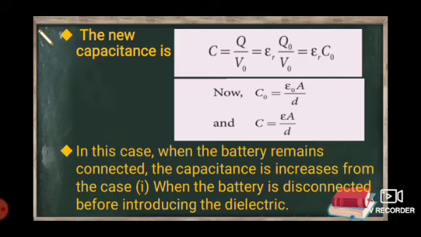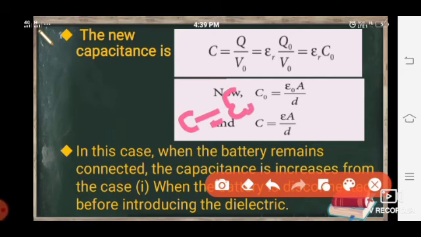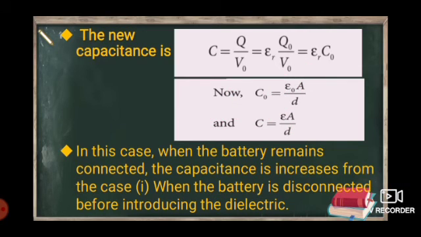Now we know the value of C naught, that is epsilon naught A divided by D. Substituting it in this equation, the capacitance of the capacitor changes to C is equal to epsilon naught epsilon r A divided by D. We know that epsilon naught epsilon r is epsilon. So this equation changes to C is equal to epsilon A divided by D. So in this case, when the battery remains connected, the capacitance increases from case 1.